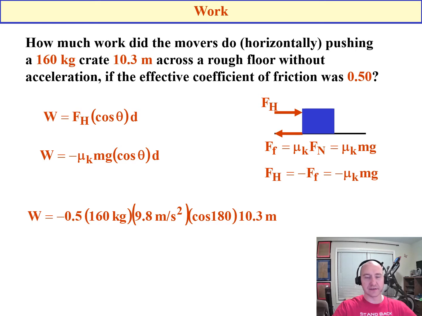So really, the negatives are just an abundance of them, and it's unnecessary. But we get 0.5 times 160 times 9.8. That's going to give us our force of friction, which is equal to the force that the movers are pushing with. And then we multiply by the distance, which is 10.3. And that gives us a total of 8,075 joules.